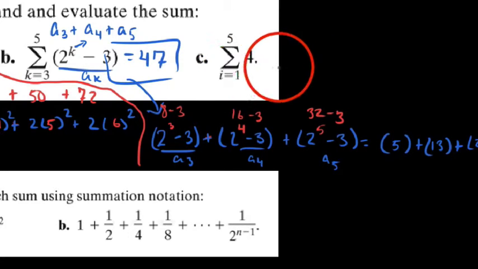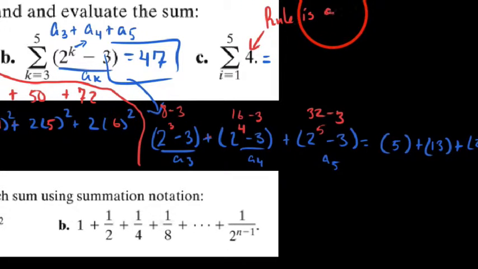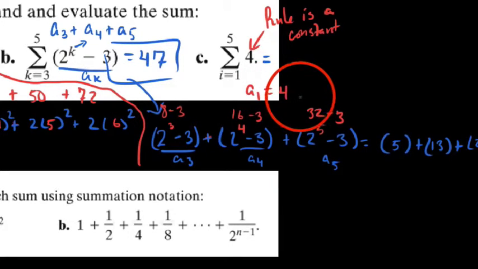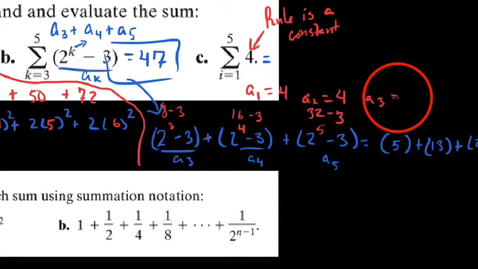So for this last one here, it's not going to take long to write. The interesting thing is, and we want to highlight this here, we say the rule is a constant. And whenever you get a rule that is a constant, really what that means is when you plug in, say, A1 here, if we want to find A1, it's just 4. And A2, it's just going to be 4. And A3, it's just going to be 4.